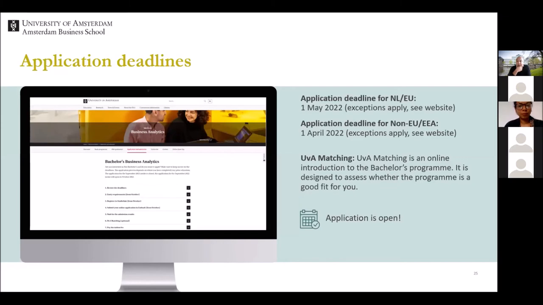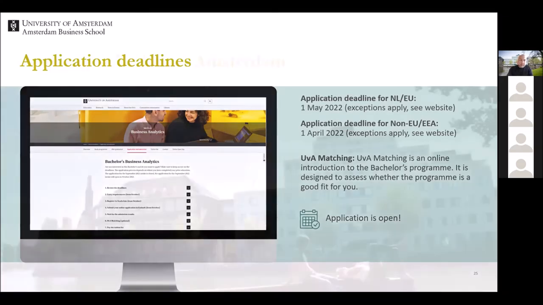A few words on UvA matching. It's a matching module, as we call it. So it's like testing your level after the applications, giving you some tests and asking some questions. It's a modular platform and it aims to guide you during your application and admission process, to give you a better idea about your level, and what kind of additional knowledge or mathematics background you should have. So there's a test, which is not a condition to be selected, of course not, but with which you can test your level and maybe adjust yourself before you start the program.